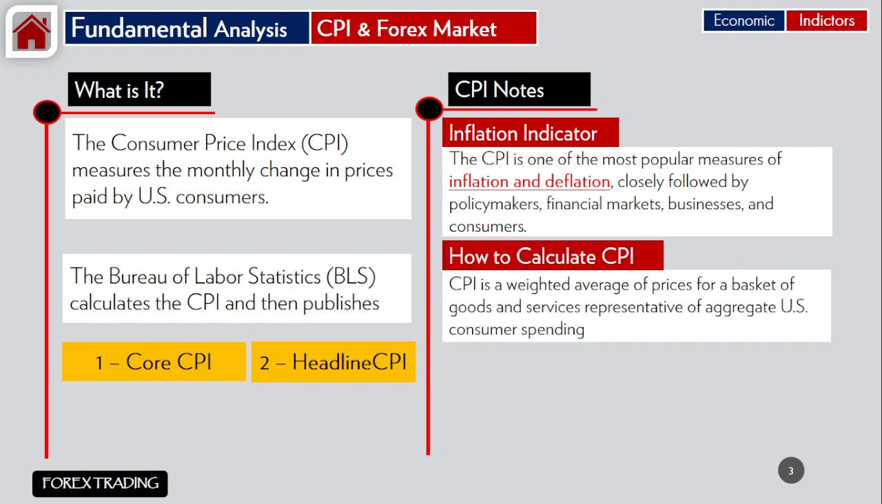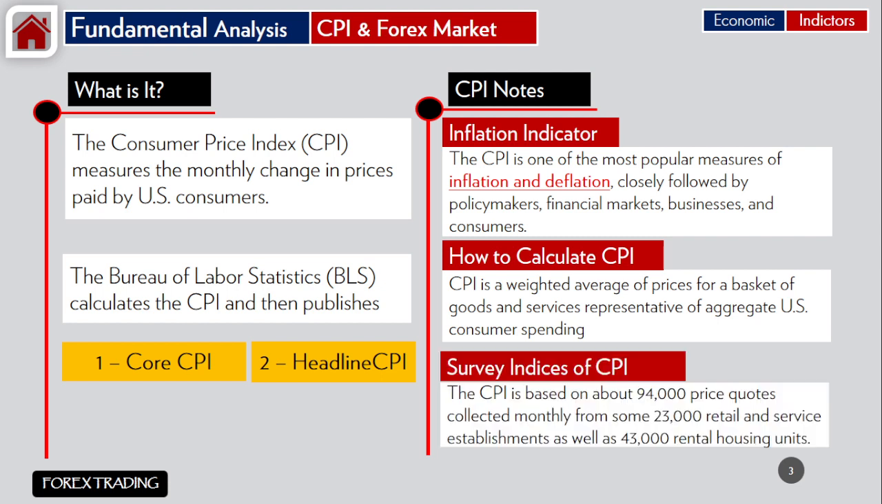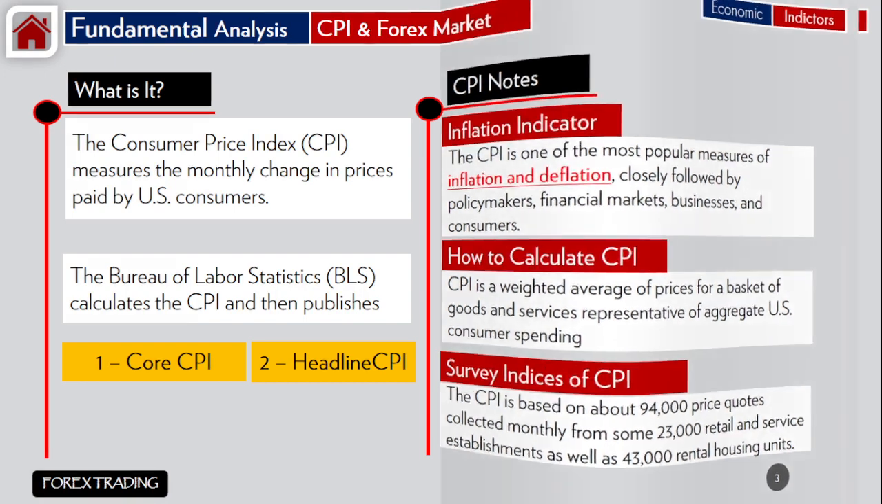And how to calculate CPI? CPI is actually a weighted average of prices for a basket of goods and services representative of aggregate US consumer spending. And what are the survey indices of CPI? The CPI is based on about 94,000 price quotes collected monthly from some 23,000 retail and service establishments, as well as 43,000 rental housing units. So these are all the survey indices of CPI.